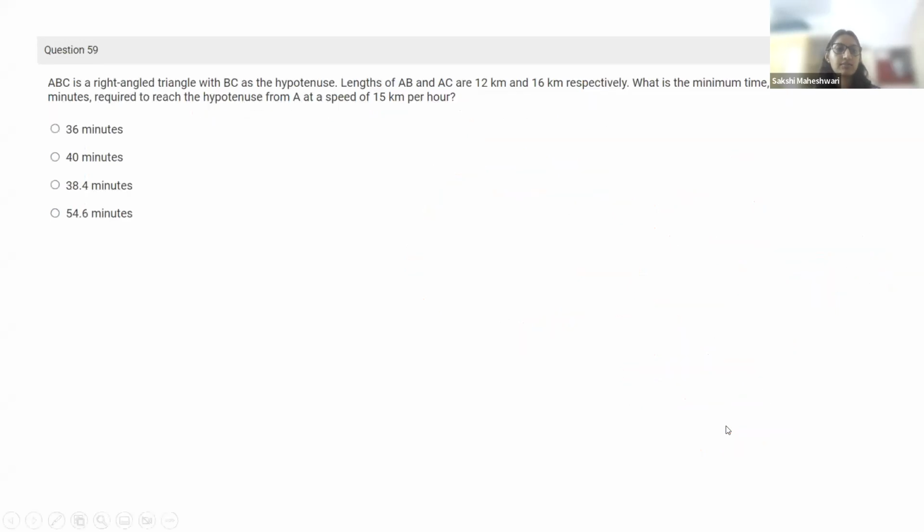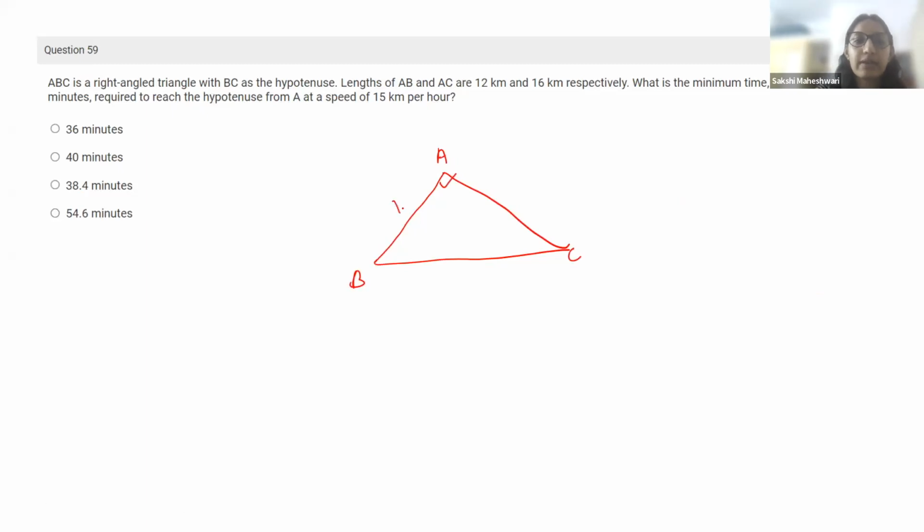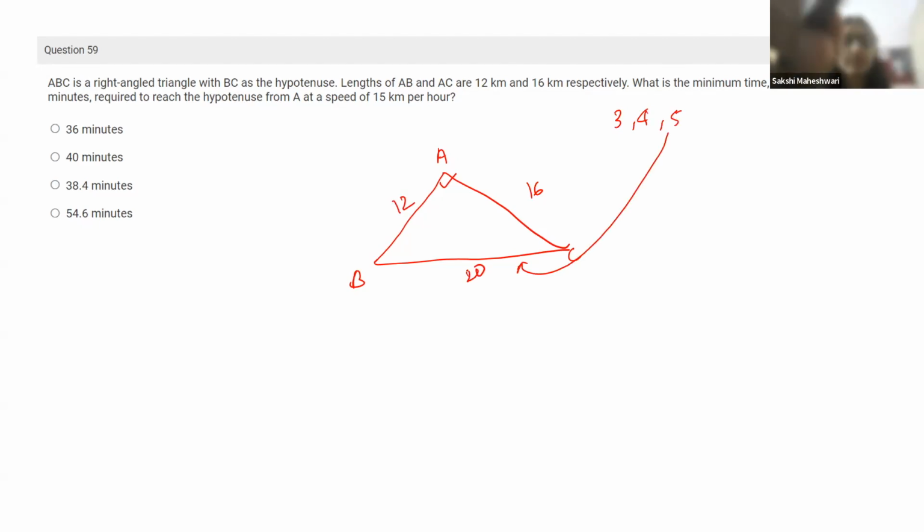Next question. We have ABC as a right angle triangle, and BC is the hypotenuse. This is 12, this is 16. You all are aware of the Pythagorean triplets 3, 4, 5, right? So by that logic, this has to be 20. You all are aware, right?